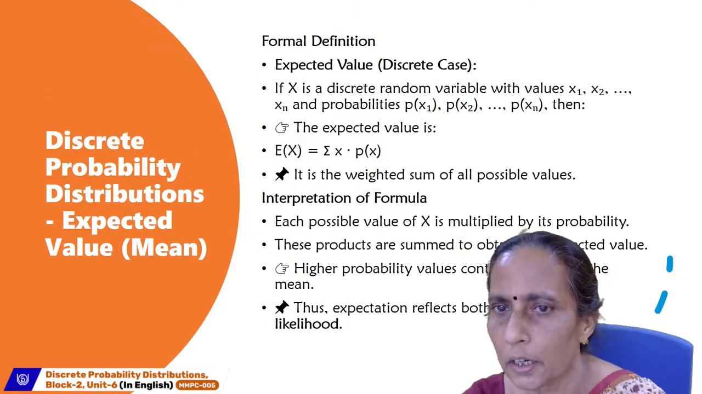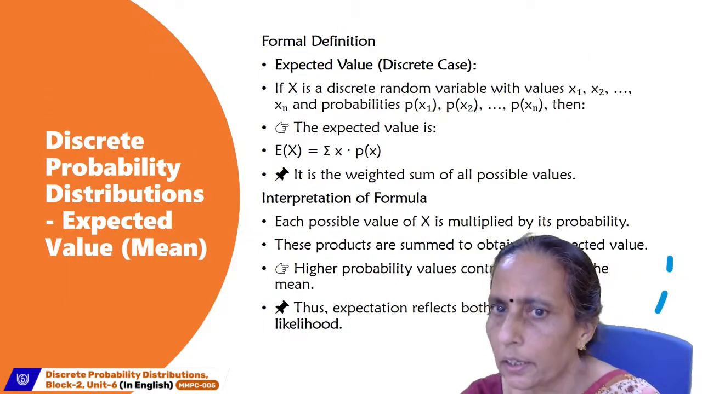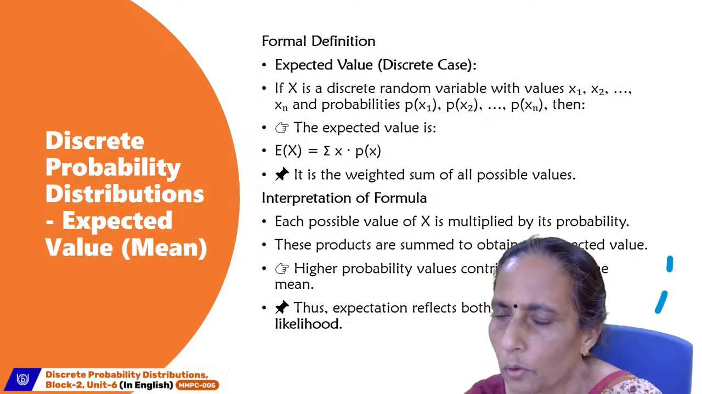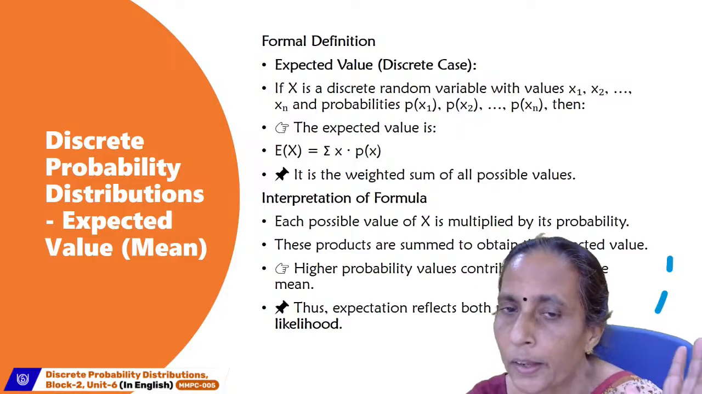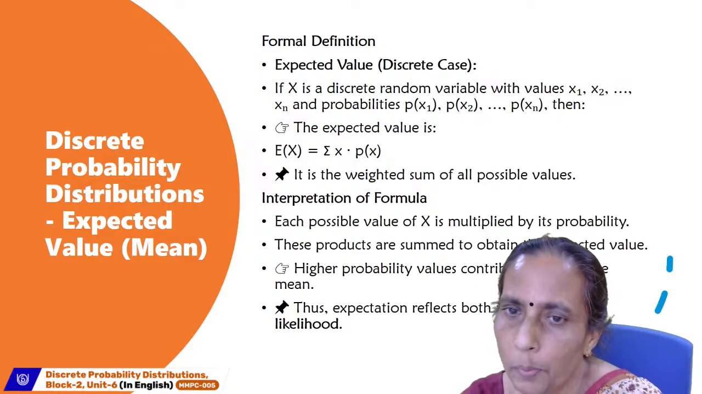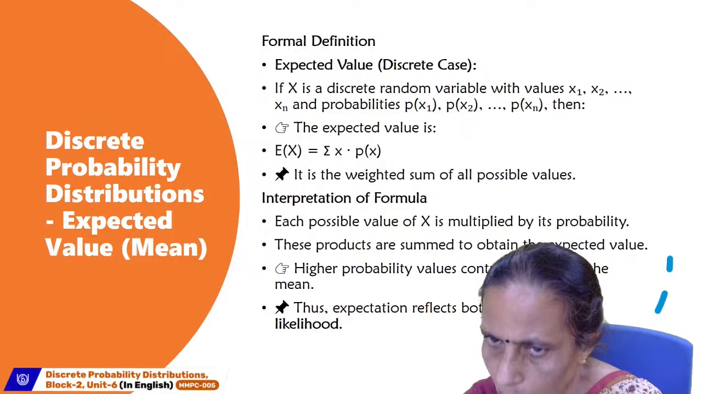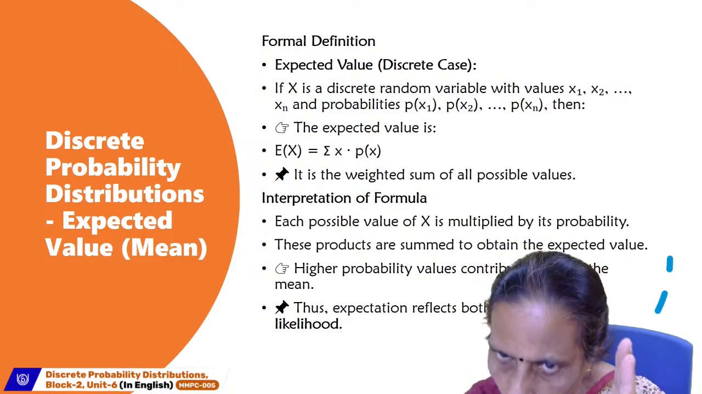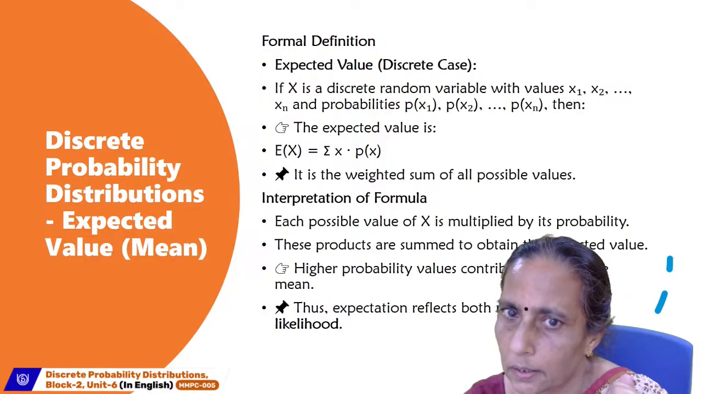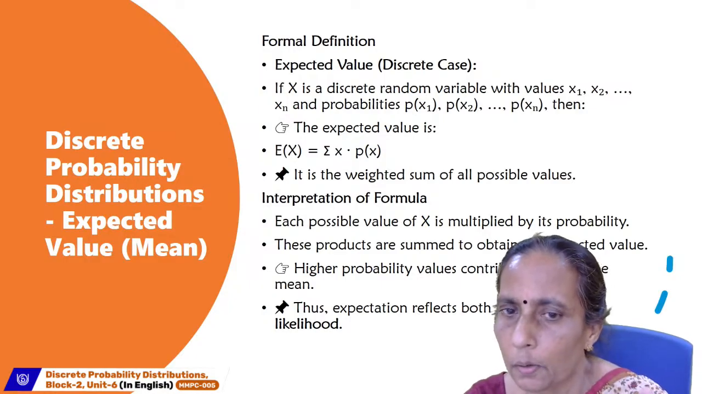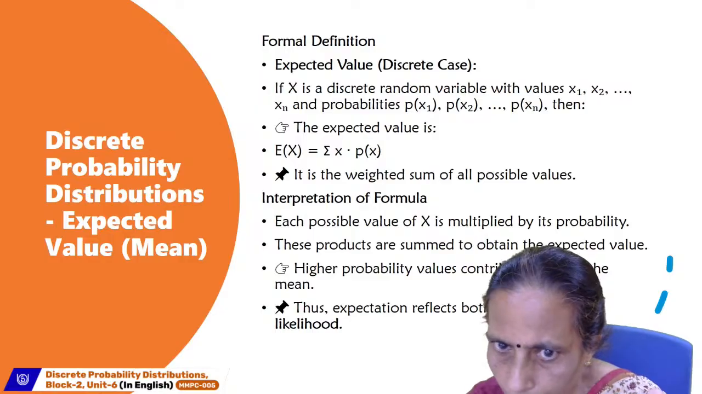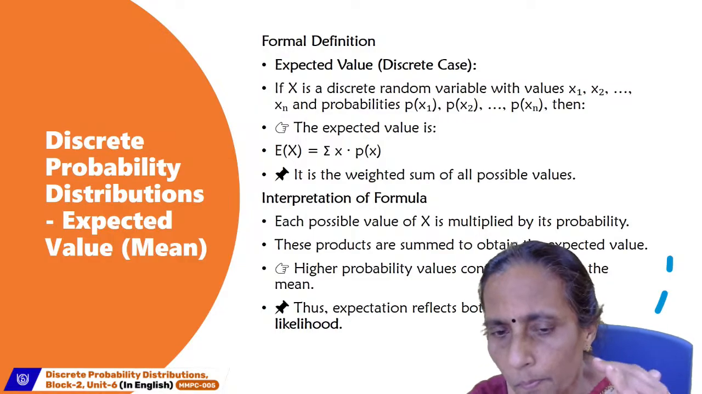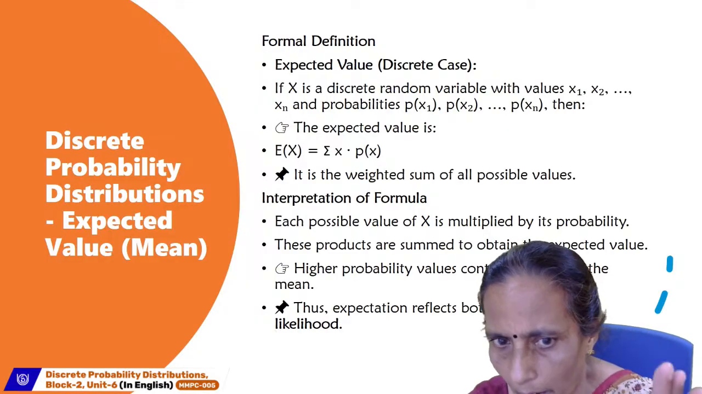Formal definition: if X is a discrete random variable which can take the values x1, x2 and so on up to xn, with probabilities P(x1) and so on, then the expected value of X, the discrete random variable, is equal to the sum of x times P(x), going from i equal to 1 to n.